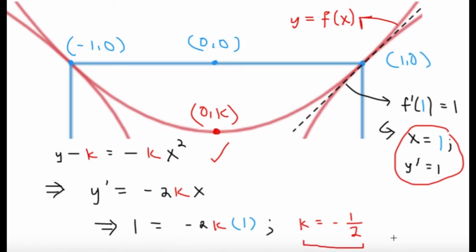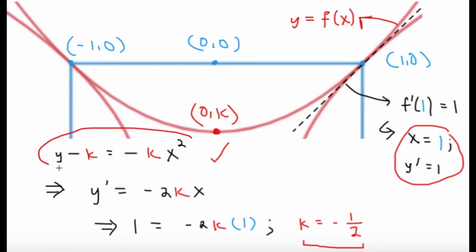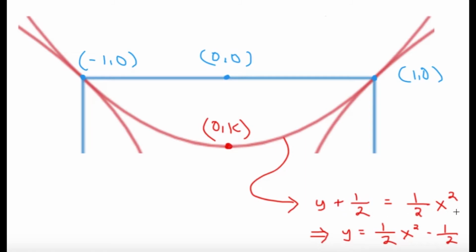So we now have an equation of the parabola, the upper parabola, y plus 1/2 equals 1/2 x squared. That just came from substituting k into this equation, because now we have k equals negative 1/2, we substitute it in, and we get y plus 1/2 equals 1/2 x squared. Now I'm just going to put this 1/2 on the other side. I'll be getting that y is equal to 1/2 x squared minus 1/2.